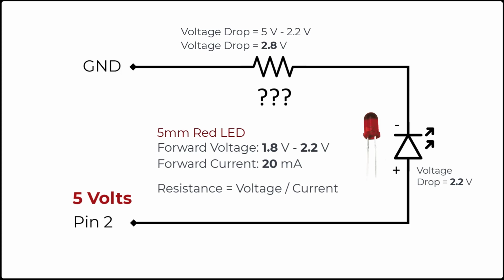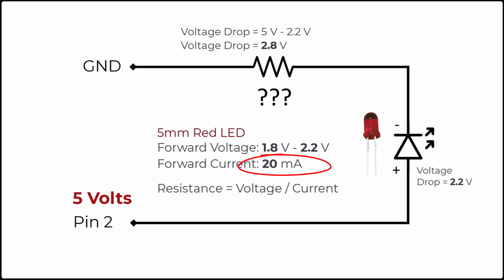Now, what about the current? This 5mm red LED that we're using has a maximum forward current rating of 20 milliamperes. It means that we can give it 20 milliamperes or less, and it will shine its brightest at 20 milliamperes. Recall that the amount of current that flows in a series circuit is the same through any component.